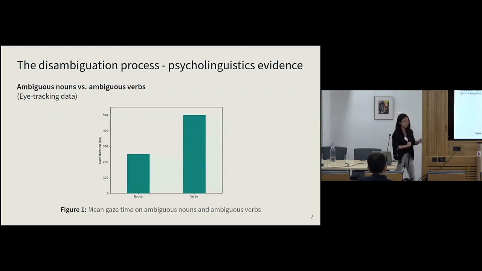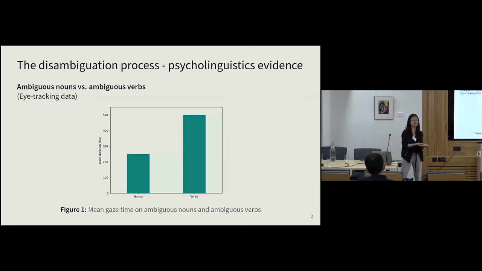These are very rough numbers as well, but using eye tracking data, multiple experiments have shown that people take about twice as long to disambiguate ambiguous verbs than ambiguous nouns. In particular, in order to disambiguate verbs, you need a much larger context than you do for nouns. Okay, so that's not the end of the story.